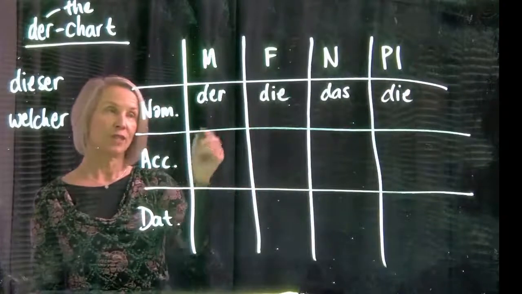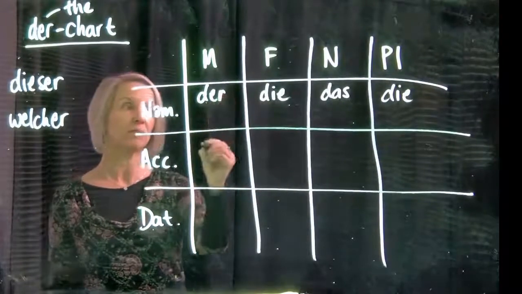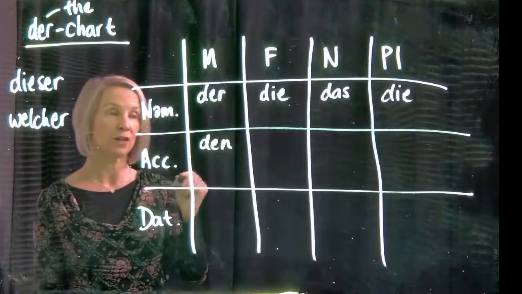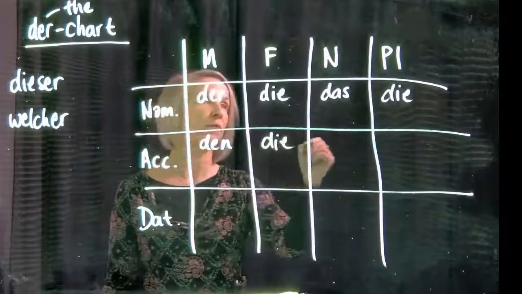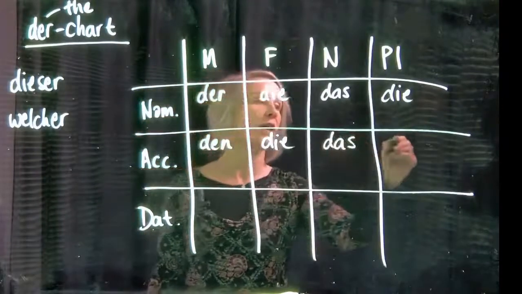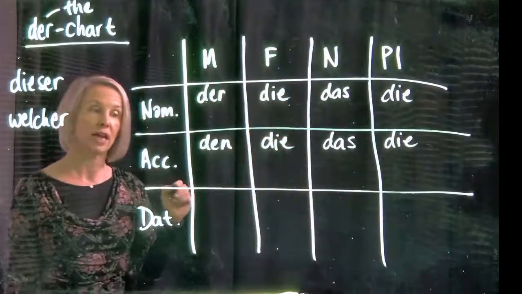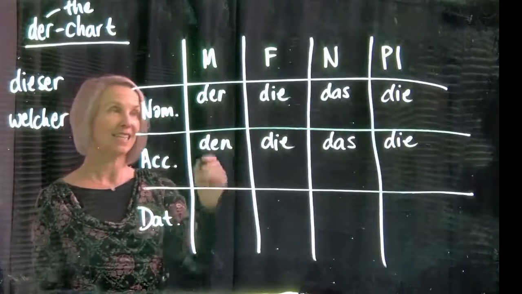In the accusative line, you now know that there's only one change from der to den. Masculine accusative, den. The feminine doesn't change, the neuter doesn't change, and the plural article also does not change. In the dative line though, everything changes.